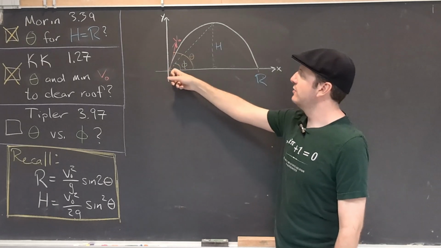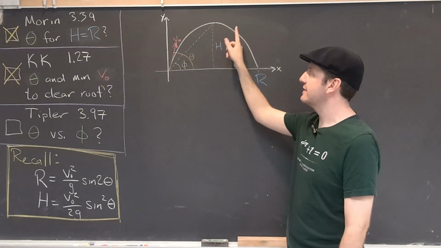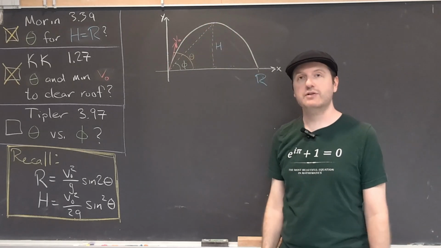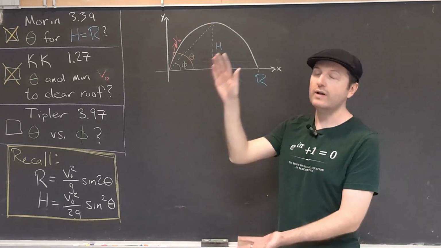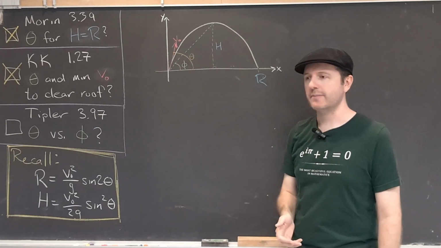This angle is the angle measured from the origin to the apex along a straight line of sight. In other words, if you were just measuring out to the place the projectile reaches its maximum height, what is that angle? And what's the relation between those two angles? So that's our goal here.